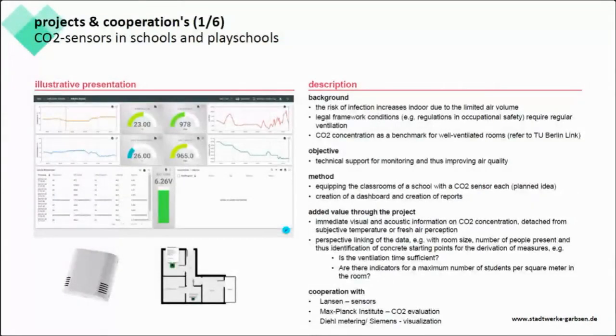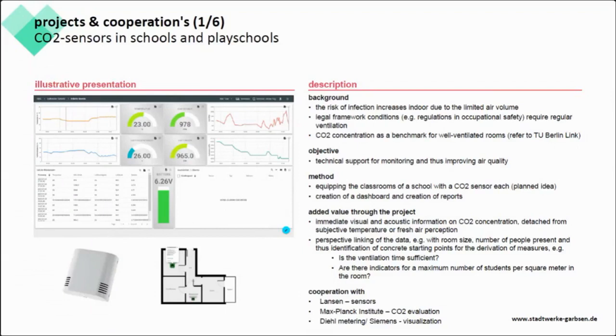In the first project I would like to present to you, we use CO2 sensors to measure the air quality in schools and play schools. This was the first topic we dealt with because there was a strong interest in working on this topic. Of course, the air quality gives information about the ventilation behavior in schools or kindergartens, but there is no direct link between CO2 level and infection level of COVID-19.